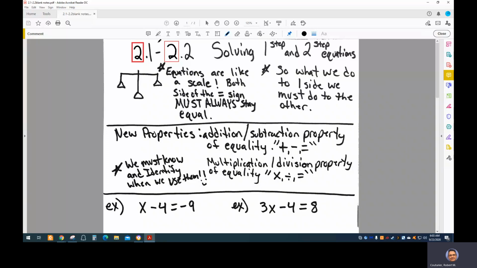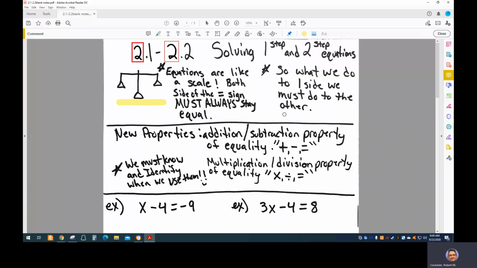Just in case you did not know, solving equations is kind of like a scale, like the scales of justice. Everything is supposed to always be balanced and equal. Equations are just like this. Both sides, on both sides of that equal sign, must always stay equal. And no matter what we do to one side, we always have to do that to the other side. So we have to keep that in our heads as we start to work with these equations.